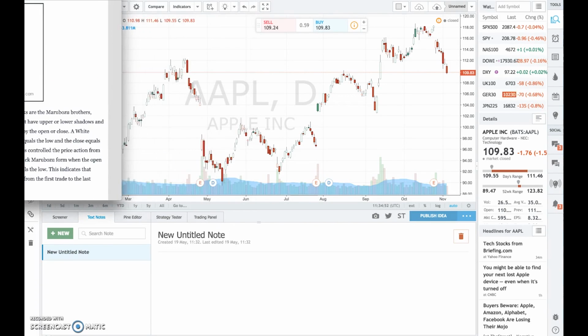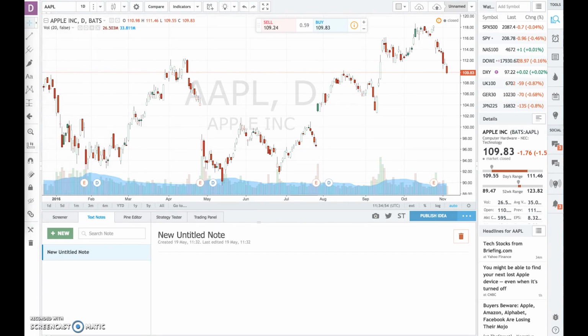So that is some of the basic indications when you're looking at candlesticks. Those are the most important things to look at, and there are definitely more detailed things that we can get into at a later point, but I don't want to overcomplicate it.